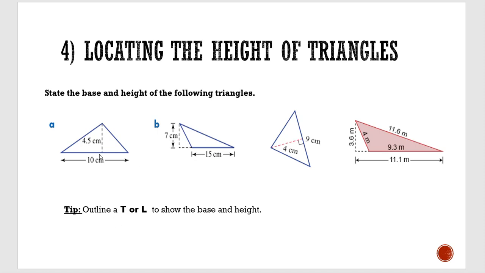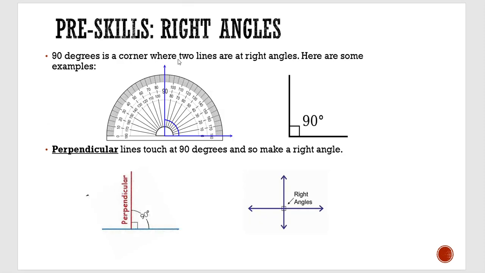And just in case you've forgotten this or didn't learn it, the tip is outline a T or an L to show the base and height. Because we know with triangles, the base and height must be perpendicular. Now, if you have missed out on a lesson and don't know what perpendicular means, please write this down. Perpendicular lines touch at 90 degrees, and so they make a right angle. So a right angle is 90 degrees where we see like an L or a cross or a T shape.